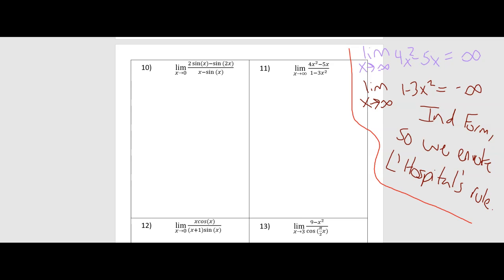Now you could say what this limit is based on our pre-calc rules, right? We could look at the fact that the numerator and denominator have the same degree. So we would take the ratio of their coefficients and we should get negative 4/3 as the answer to this limit. However, again, that's not a calculus justification.